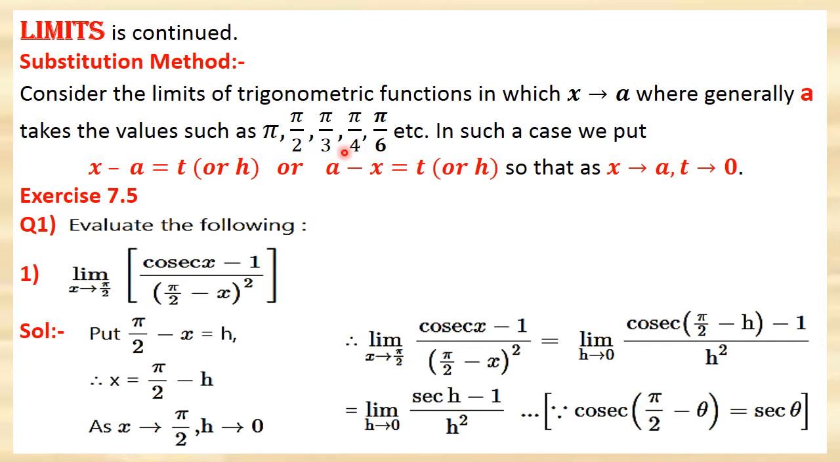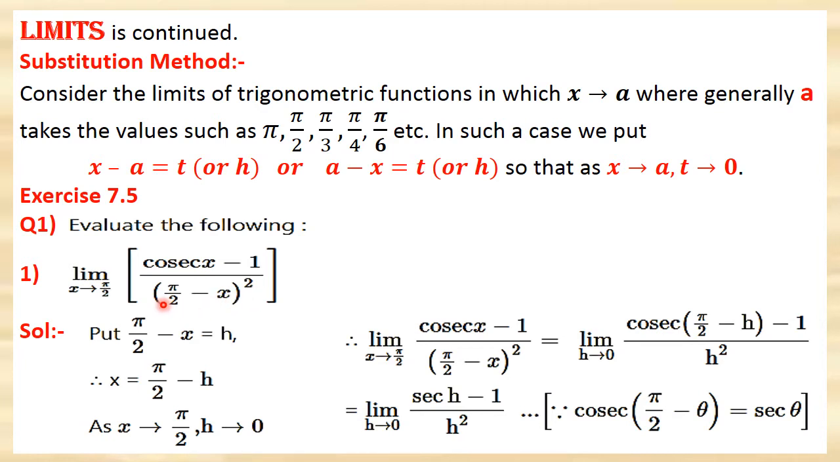In such a case, we put x minus a is equal to some t or h, or a minus x is equal to t or h, so that x tends to a, t tends to 0 or h tends to 0. So let us solve the sum and understand more clearly. Evaluate the following. Question number 1, first one. Limit x tends to pi upon 2 of (cosec x minus 1) upon (pi upon 2 minus x) the whole square.